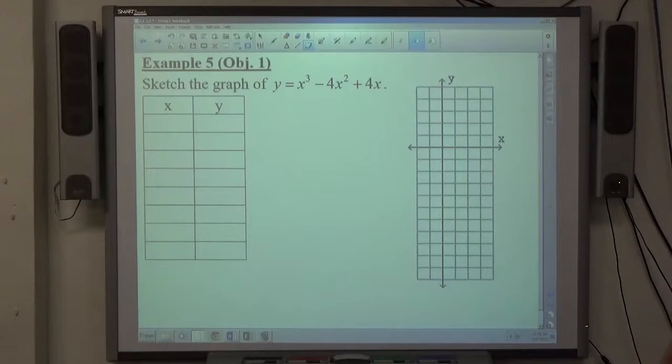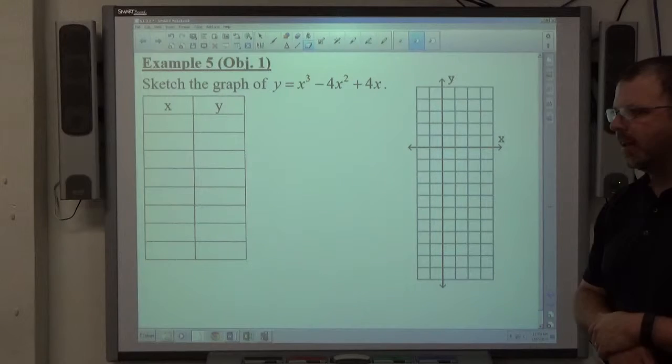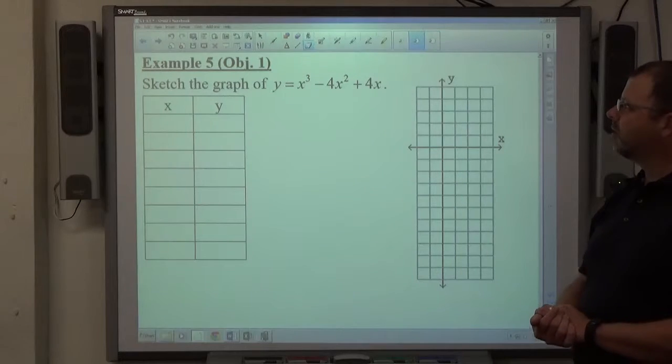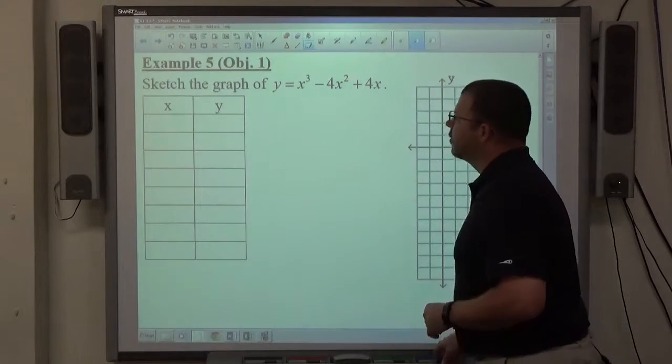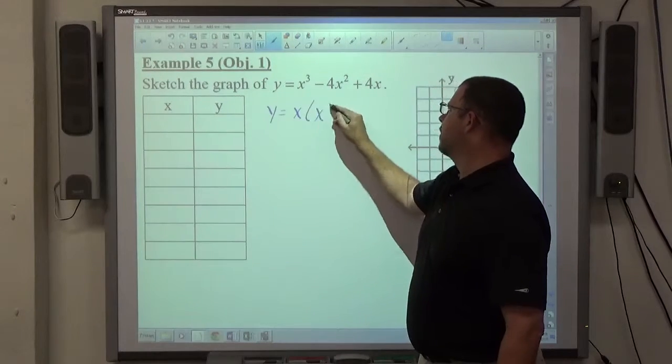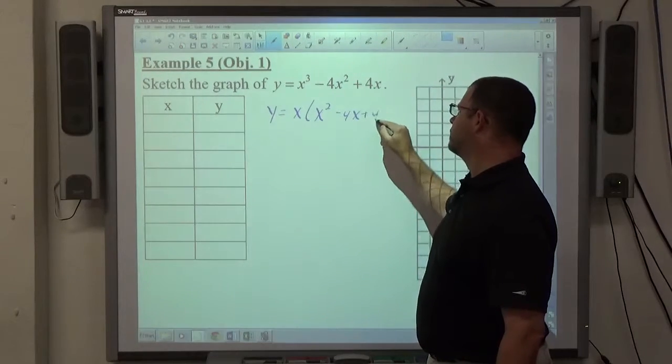Number 5 says sketch the graph of y equals x cubed minus 4x squared plus 4x. And I want to start using a few of the techniques that we've been investigating already in section 3.2. First thing, notice this is a factorable expression, so y equals x parentheses x squared minus 4x plus 4.